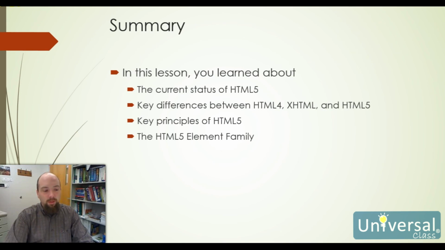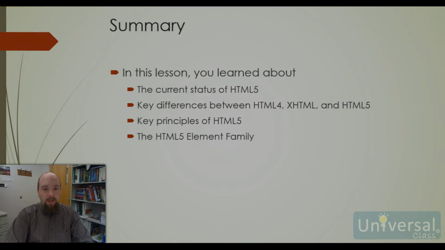In this lesson, you learned about the current status of HTML5, the key differences between HTML4, XHTML, and HTML5, the key principles of HTML5, and an introduction to the HTML5 element family.